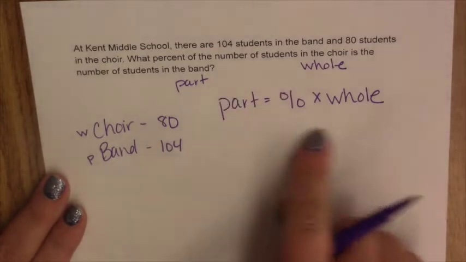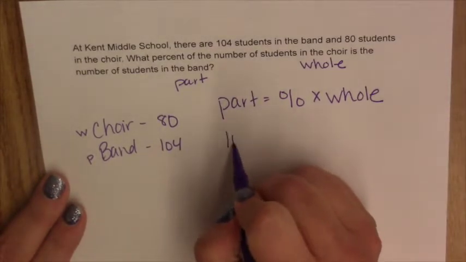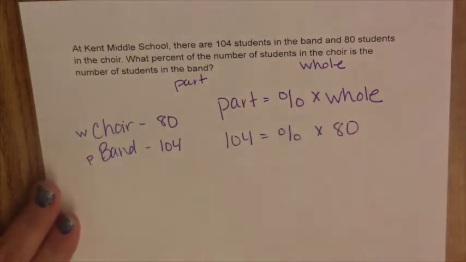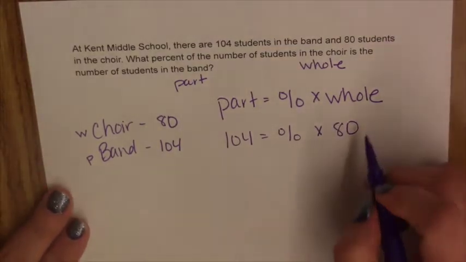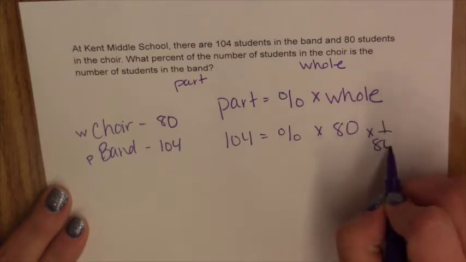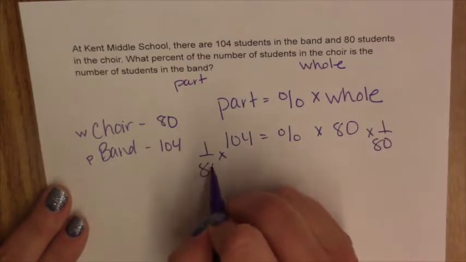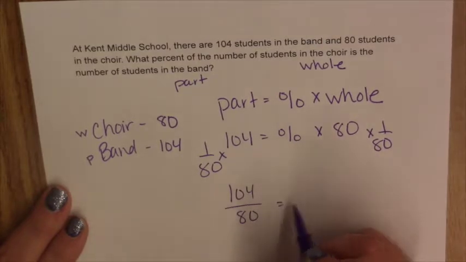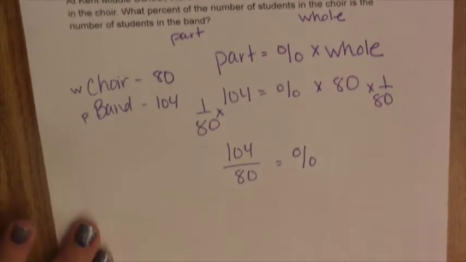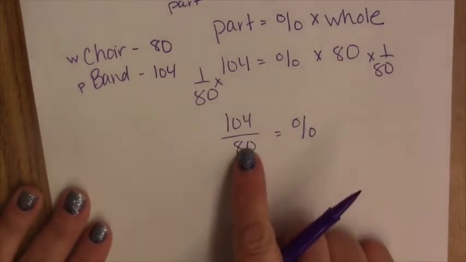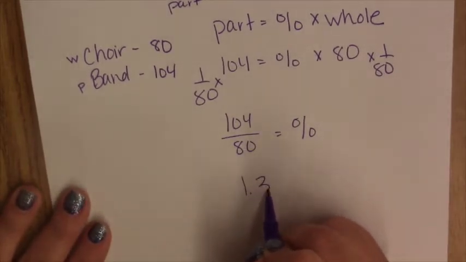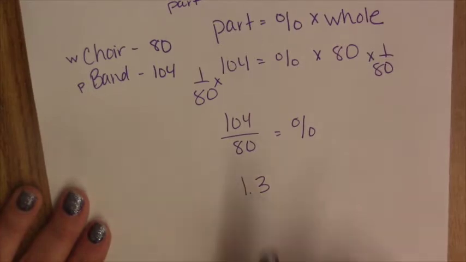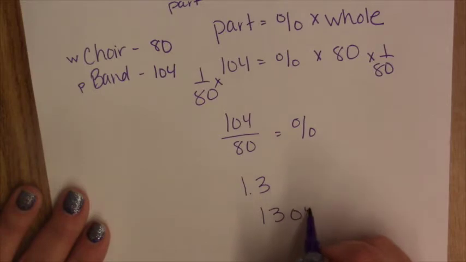So now let's put in our numbers. So our part is 104 equals percent times our whole of 80. Use our multiplicative inverse. And let's multiply. So 104 over 80 is equal to our percent. When we divide this out, we get 1.3. We need to change this into a percent, so times by 100, and we get 130%.